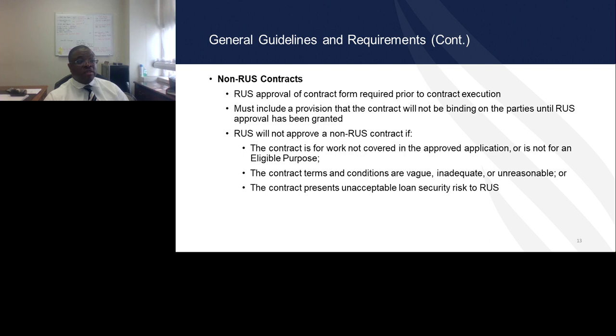RUS will not approve a contract if it does not include these three conditions: if the contract is not covered by the approved application, if contract terms and conditions are vague, and if the contract presents unacceptable risk to RUS. Now, each non-RUS contract must include a provision that the contract is non-binding on all parties until RUS approval is granted.